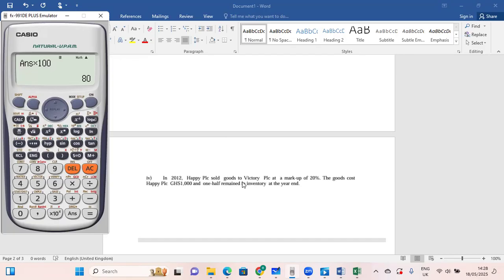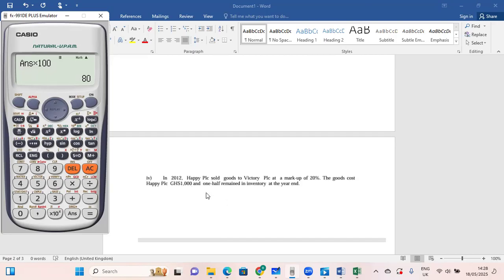So Happy PLC sold goods to Victory PLC at a markup of 20%, right? So meaning that it sold at a markup of 20%. So we have to look for the profit that was on it. So the cost of the good was what? 10,000. So we just have to find 20% of this 10,000, and then that will be the markup for us.